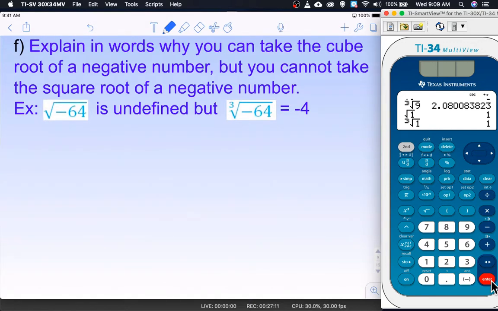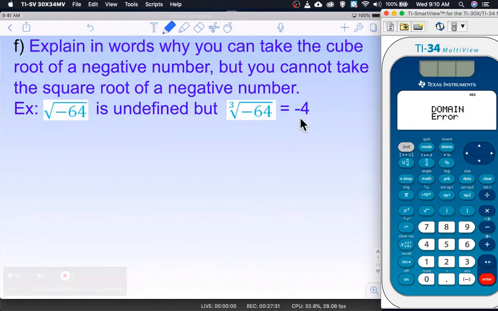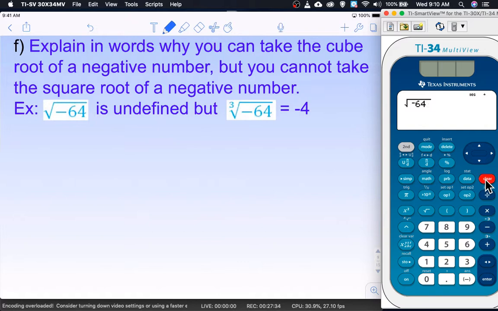Letter F here. This is one for you to try. Explain in words why you can take the cube root of a negative number, but you cannot take the square root of a negative number. Example, if you try to take the square root of negative 64, it says domain error here, undefined. It just doesn't work. You literally can't do it. But if I do the cube root of a negative number, it works. I want you to play around with your calculator, or maybe write some stuff out and think about this. Why can't you take the square root of a negative number, but you're allowed to take the cube root? Pause the video, try it on your own. When you're ready to continue, hit play, and then we will go through it together.